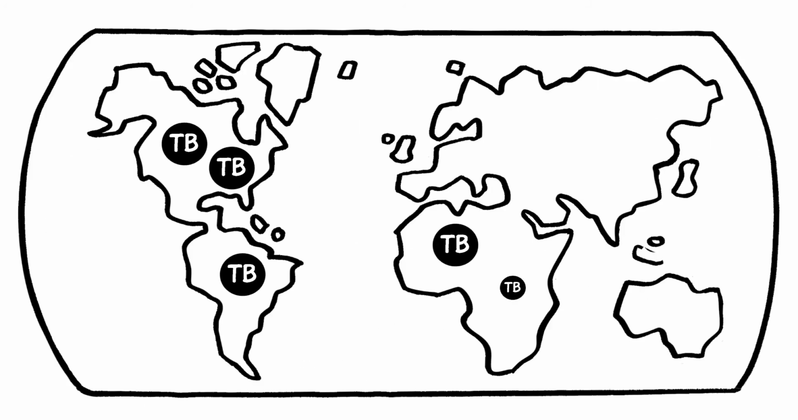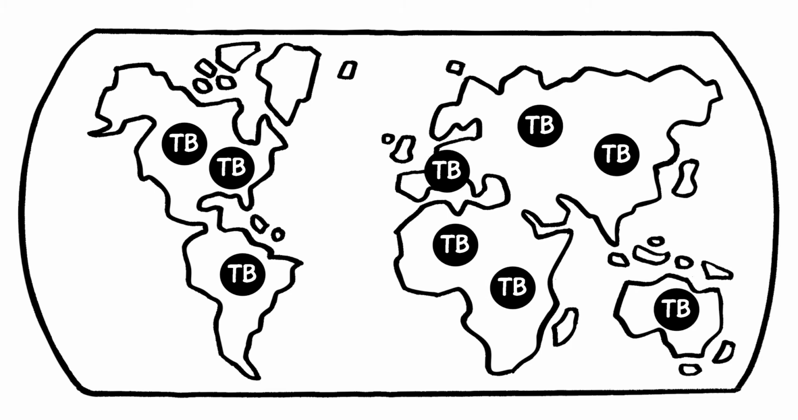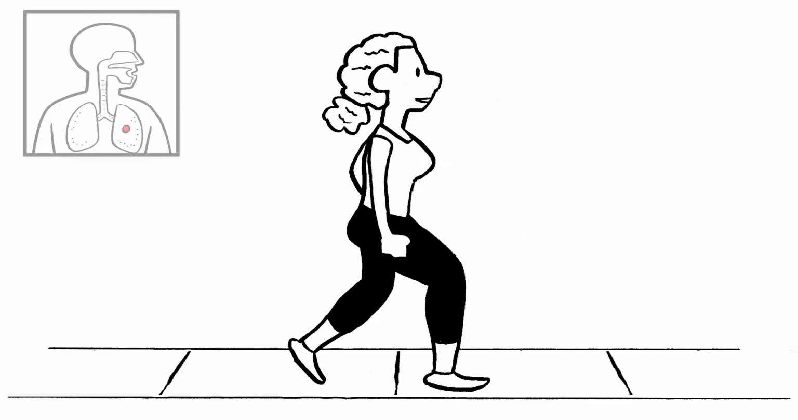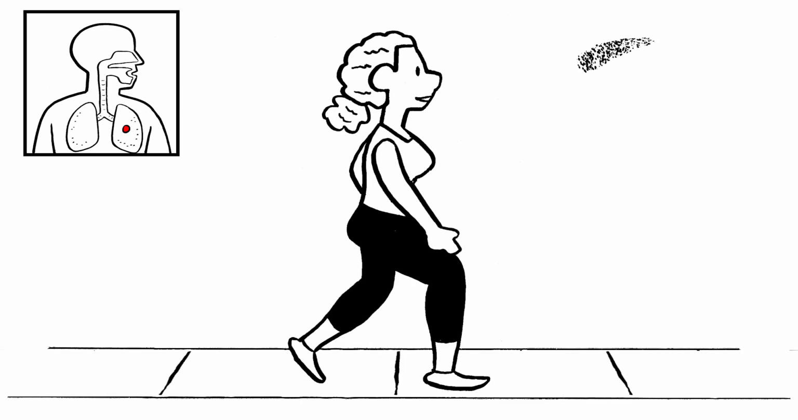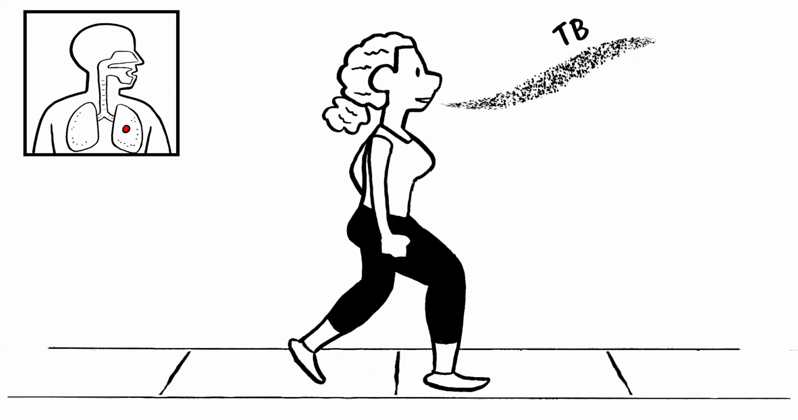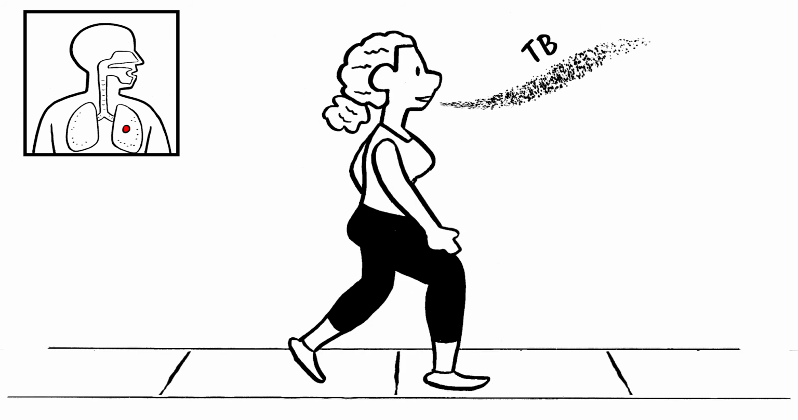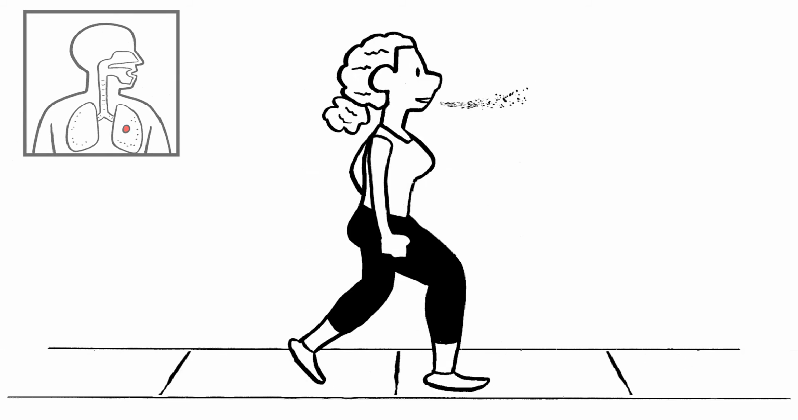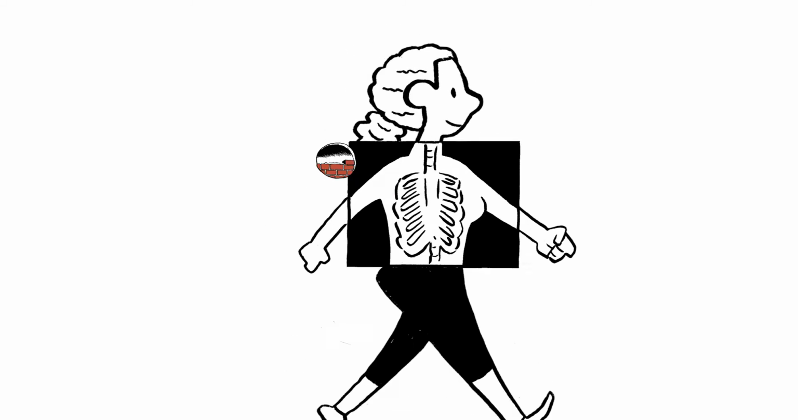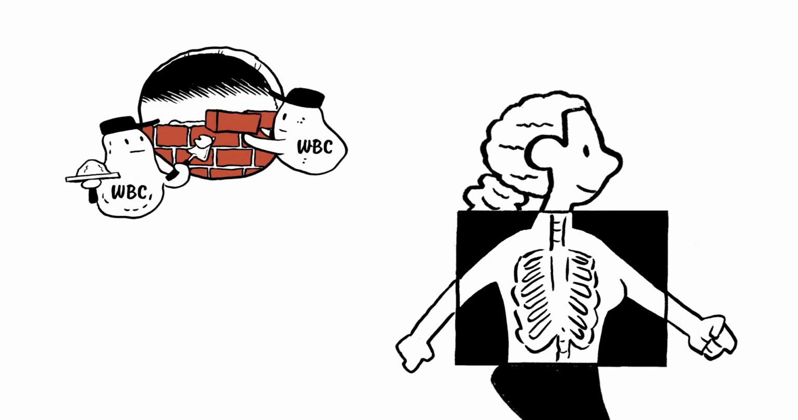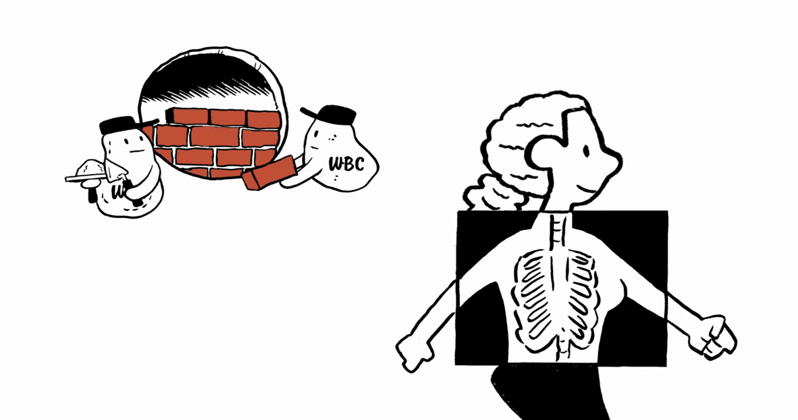Now, let's talk about the most common infectious disease in the world, tuberculosis. Tuberculosis is transmitted through the inhalation of airborne droplets of Mycobacterium tuberculosis. Once inhaled, the bacteria settle in the lungs. White blood cells are unable to kill the organism, but are able to wall off the infection, resulting in a lesion known as a tubercle.